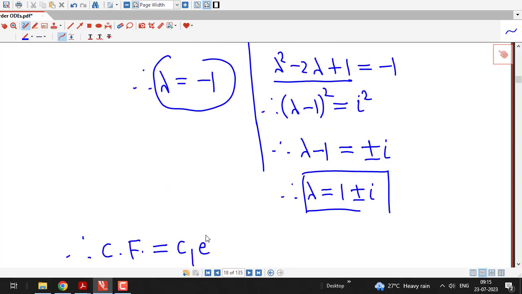we will write c1 e raised to minus z. Be careful here, our independent variable is z now, so we will not write c1 e raised to minus x, we will write c1 e raised to minus z.